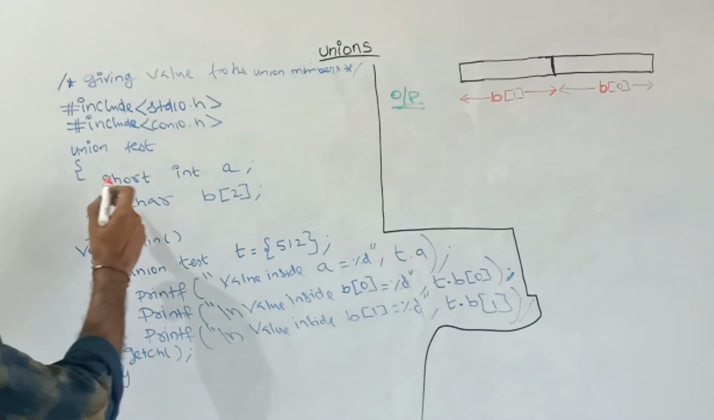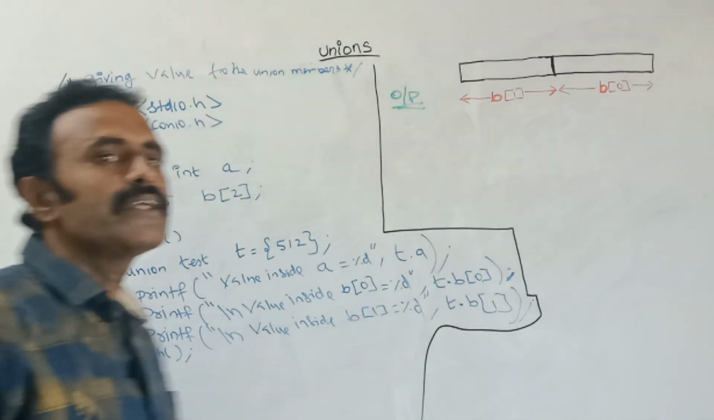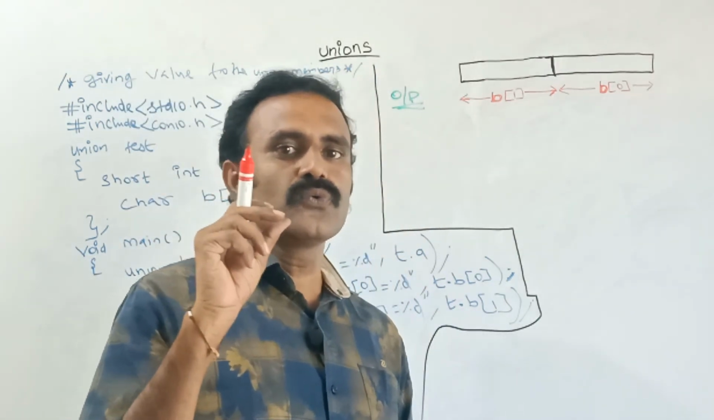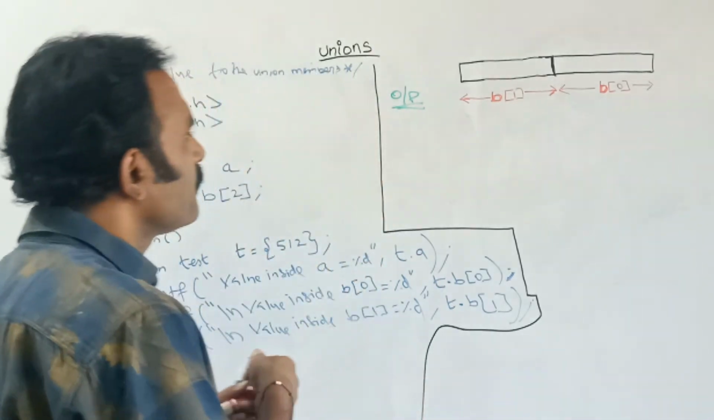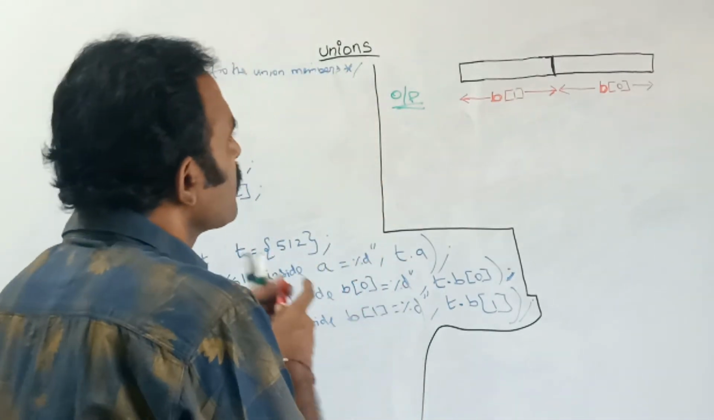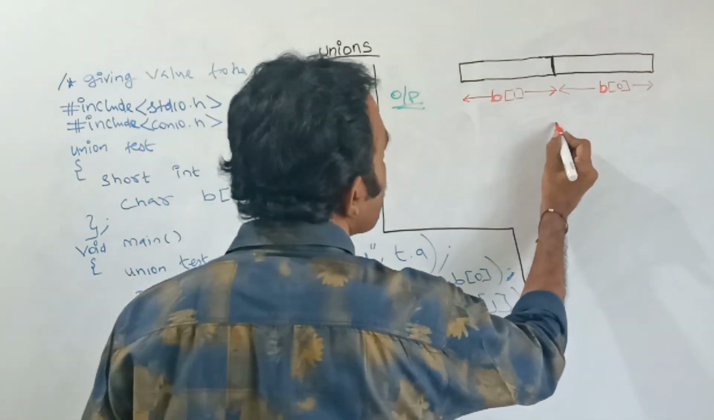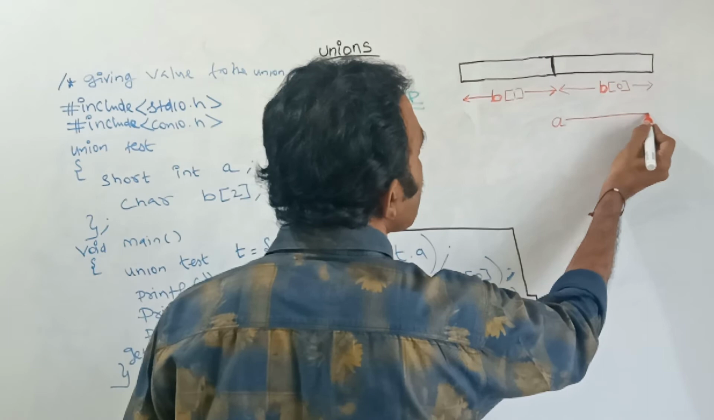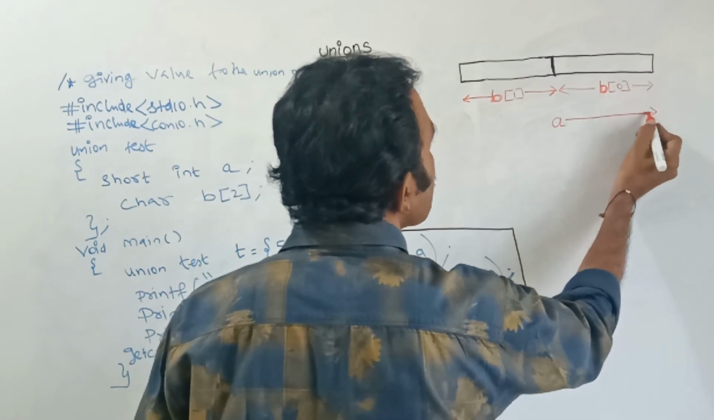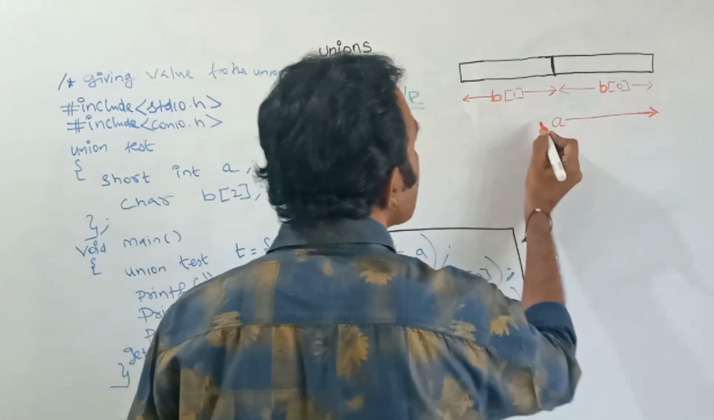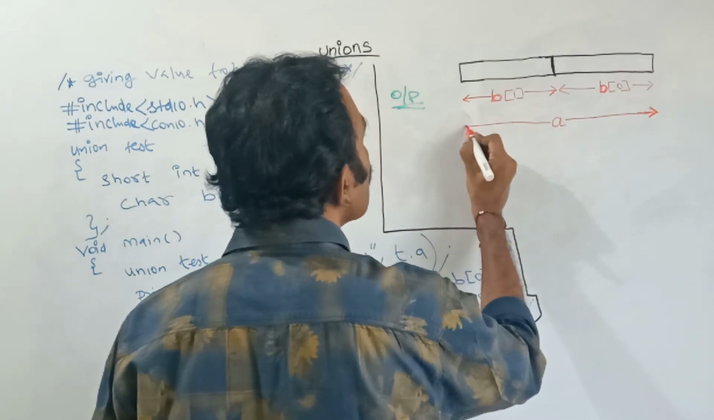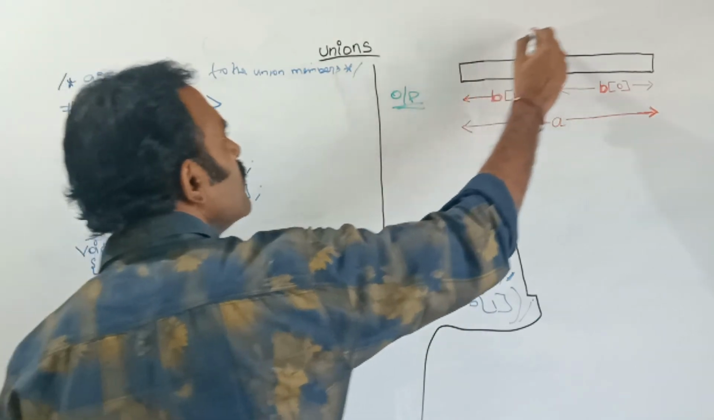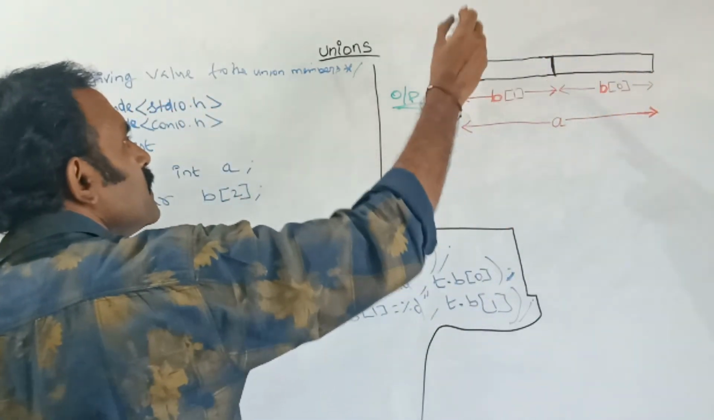See, now let us come to this one, short integer A. For short integer A, what is the default data type memory size? That is 2 byte. So for A, it occupies the entire memory from here to here. The A holds the entire memory space.